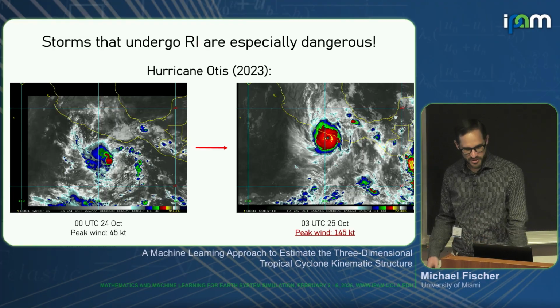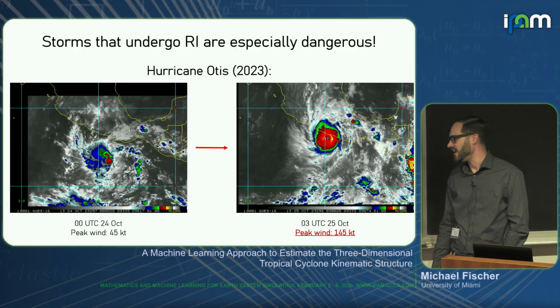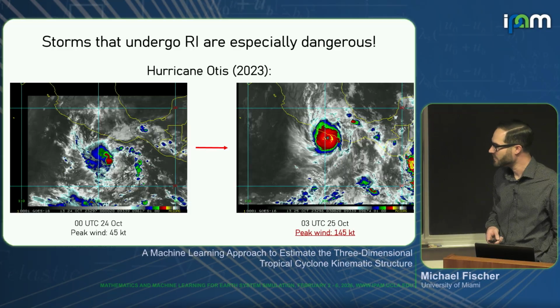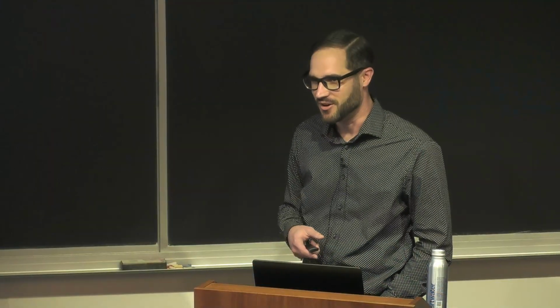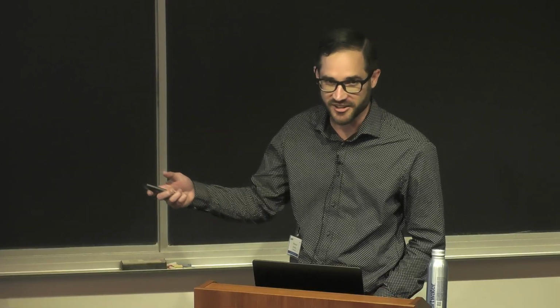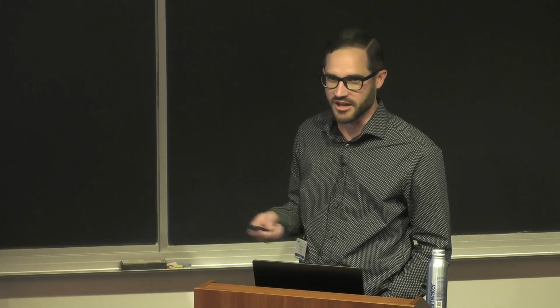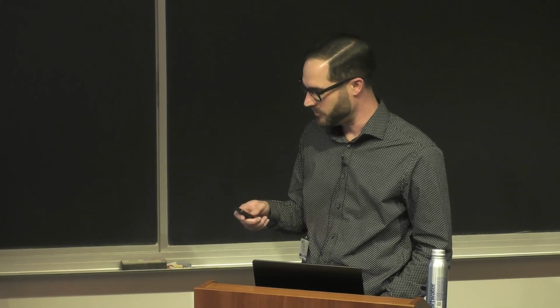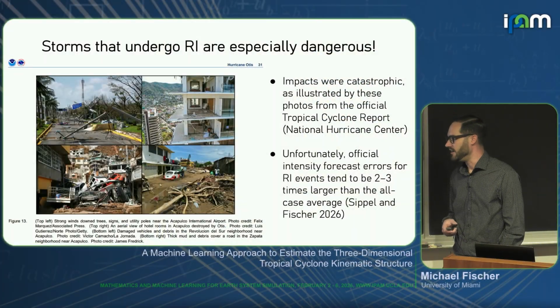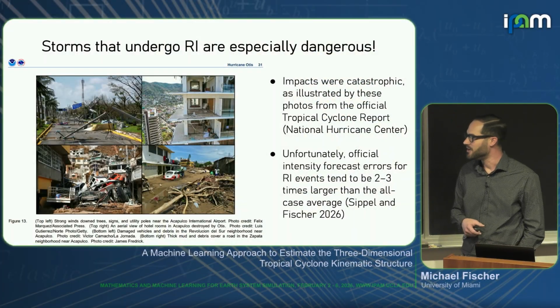However, Otis underwent a period of extreme rapid intensification and actually intensified to a Category 5 hurricane with maximum winds of 145 knots. And not only did it undergo this period of rapid intensification and reach Category 5 intensity, it did so right before landfall. And not only did it do it right before landfall, it did it making landfall in the Acapulco area of Mexico, which is very heavily populated, and caused catastrophic damage, as you can see from these figures here that I stole from the National Hurricane Center Tropical Cyclone Report.